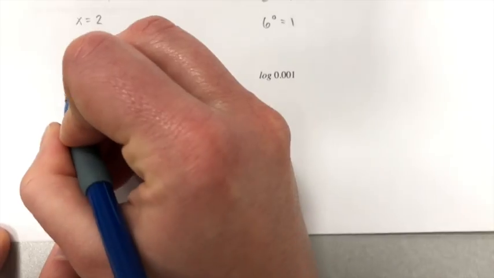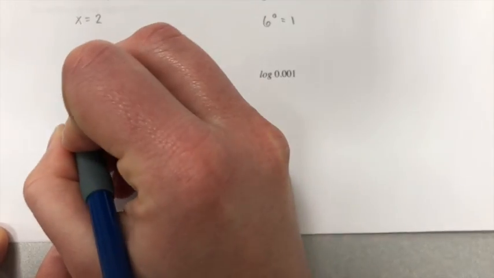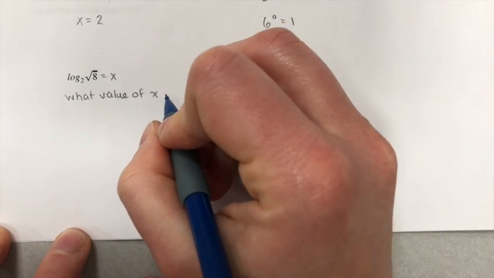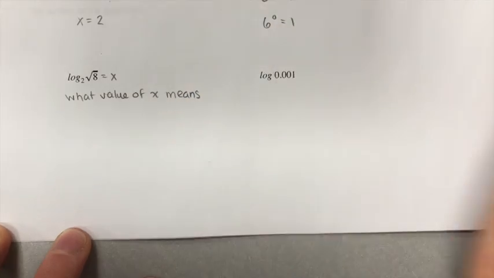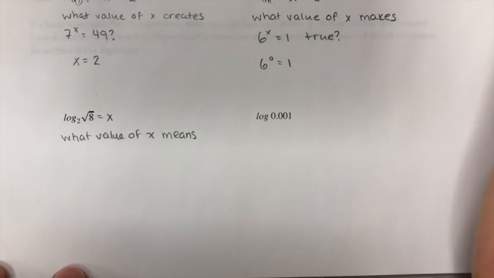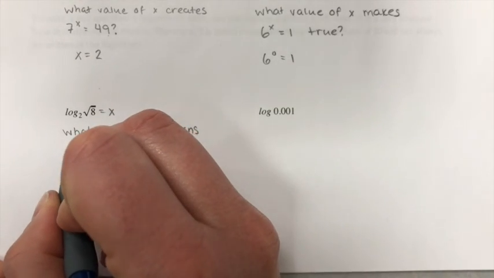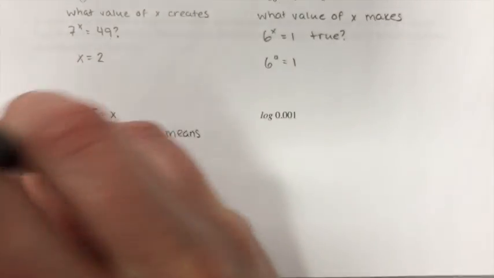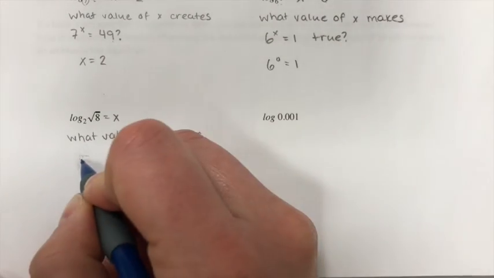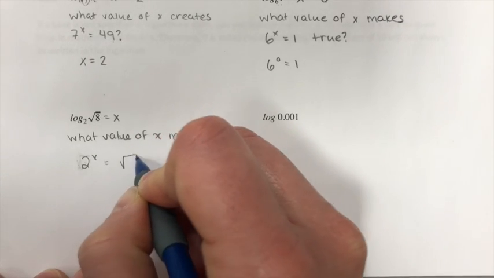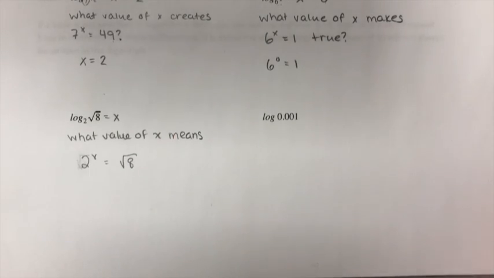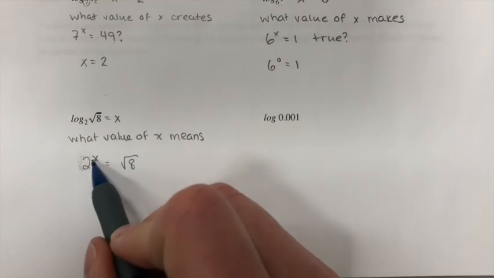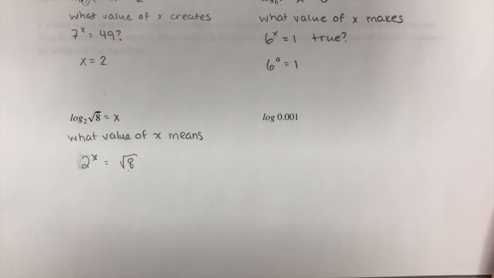This one we're saying, so if this is equal to x again, so what value of x means, I've used a different word every time, creates, makes, means, whatever, all the same, means that 2 to the x is equal to square root 8. And so this one's a little bit trickier. So we want 2 to something to equal the square root of 8.